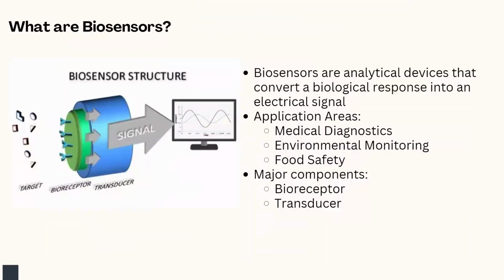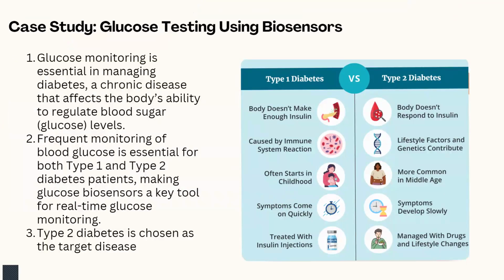Moving to the next slide, we will be discussing what exactly glucose testing is. There are two types of diabetes that we know: type 1 diabetes and type 2 diabetes. In diabetes, the actual target hormone is insulin. Due to the insulin imbalance and the glucose level imbalance in the body, the case of high blood sugar comes into action.